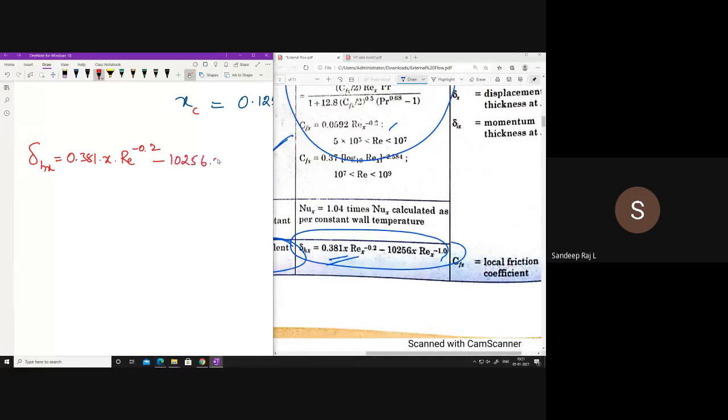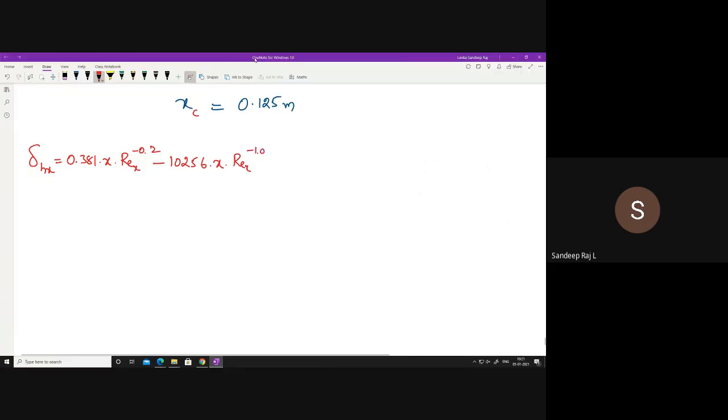minus 10256 into x into Re_x power minus 1. Okay, this is your delta_hx value. In this, which x will you use? What is the value of this x? What is this Re_x? What is this x equal to? This x is equal to 1 meter.